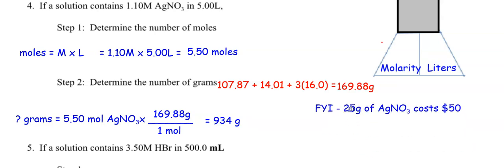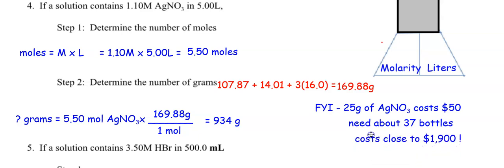And I thought that was kind of funny. You know why? This is just an FYI. 25 grams of silver nitrate costs about $50. $49.95. I rounded up with tax and shipping or whatever, about $50 for 25 grams. So what I do next, I took 934 divided by 25, so I need about 37 bottles of this stuff. So what's 37 times 50? That's about $1,900. So if you wanted to make a 1.1 solution in 5 liters, it would cost you $1,900 to do so, all right?